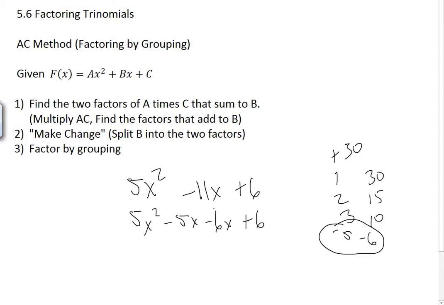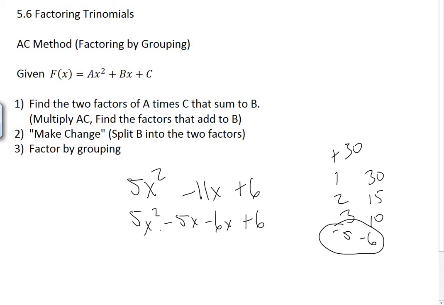I like to call it making change because I'm asking you to break up an 11x into smaller x's or different x's. Like, hey, you got change for an 11x? Well, I got a 5x and a 6x. That works. The point is that now there's four terms. So that is the AC method. Now I just have to factor by grouping.